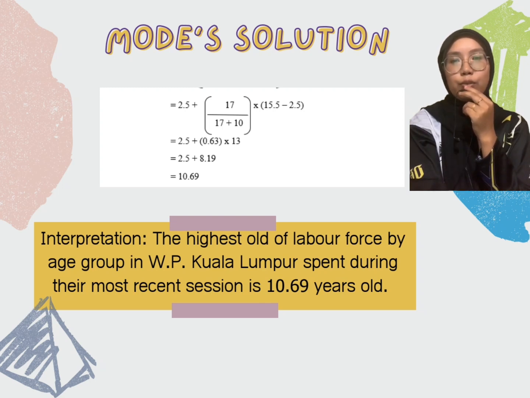So the highest age of labour force by age group in Wilayah Persekutuan Kuala Lumpur spent during the most recent session is 10.69 years old.